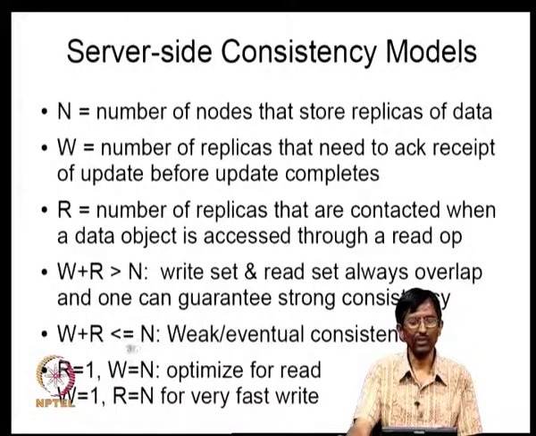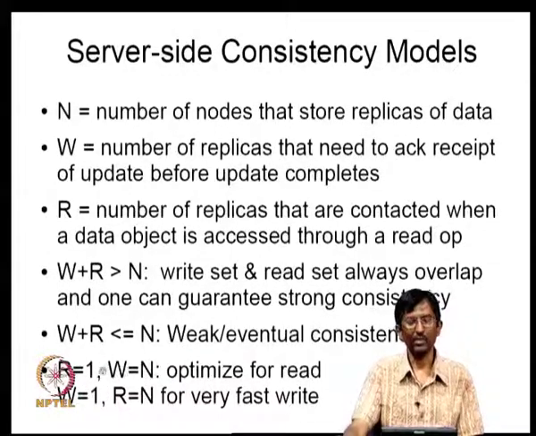If you have W plus R less than or equal to n, then it is weak or eventual consistency. I think it should be less than n. Is it less than or equal to? Okay, it has to be less than or equal to, because they can be disjoint. Then there is no question. This is correct: W plus R less than or equal to n. So in this case, what can happen is that there could be a disjoint set of replicas, and therefore they might have different versions, and some stale values could be returned.